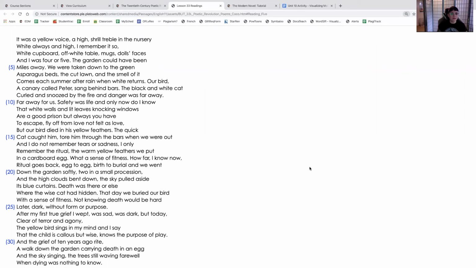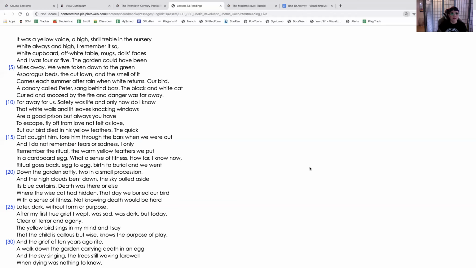Fly off from love, not felt as love. But our bird died in his yellow feathers. The quick cat caught him, tore him through the bars when we were out, and I do not remember tears or sadness. I only remember the ritual. The warm yellow feathers we put in a cardboard egg. What a sense of fitness. How far, I know now. Ritual goes back, egg to egg, birth to burial, and we went down the garden softly, 2 in a small procession, and the high clouds bent down, the sky pulled aside its blue curtains. Death was there or else where the wise cat had hidden.